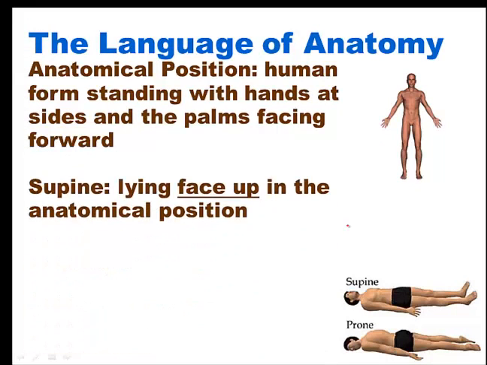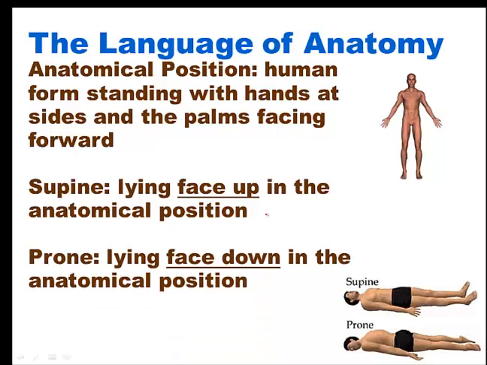If you have a body laying down on its back, it's got to be laying down in the correct anatomical position. Okay, that's called supine, and prone is laying face down in the anatomical position. So you have supine and prone. But mainly we're going to think about everything being in our regular anatomical position, palms forward.